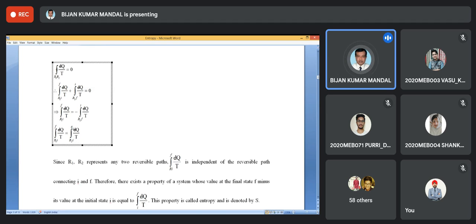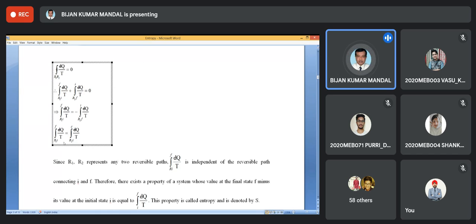Anyway, so now this will be written as dq by T from I to f following path R1, and also dq by T following path R2 from I to f. Since we have changed that minus sign into plus sign, we have changed the limits here.